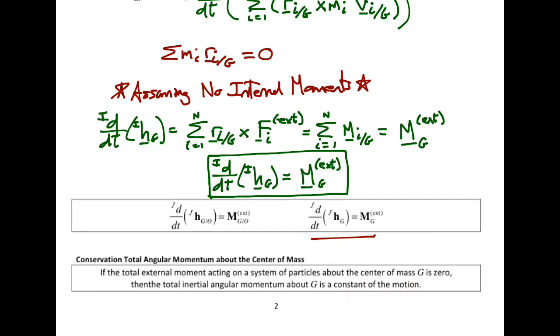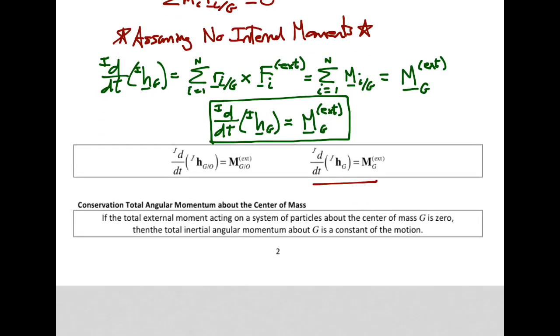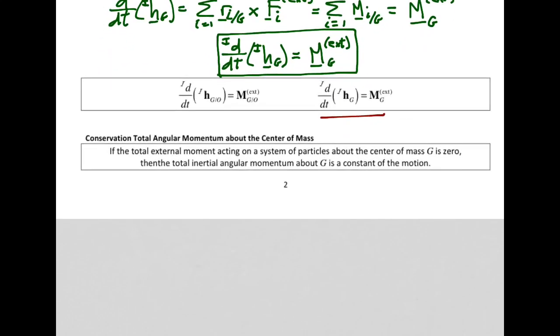Now this is a huge result because it allows us to separate the translation of the center of mass, which we learned about in the last chapter, when we're talking about the total linear momentum being equivalent to the linear momentum of the center of mass, from the rotation of the system about the center of mass. And so this gives us two very powerful equations to use.